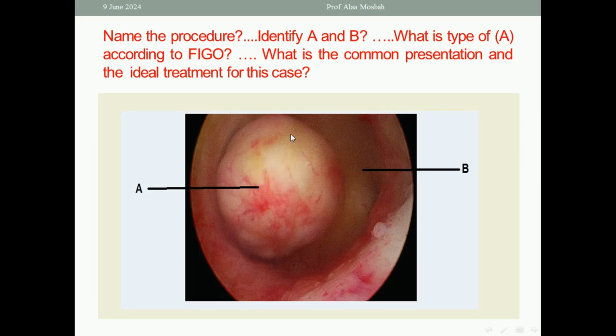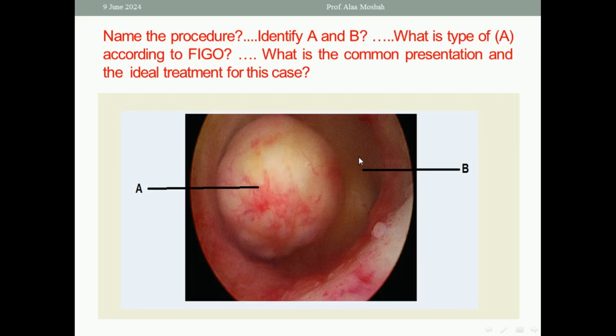So this is a leiomyoma, and the answer to what is the type of A according to FIGO is type 0. Letter B denotes what? This is the uterine cavity, the normal endometrium or uterine cavity. So the pathology in A is a leiomyoma, and B is the uterine cavity and the endometrium.